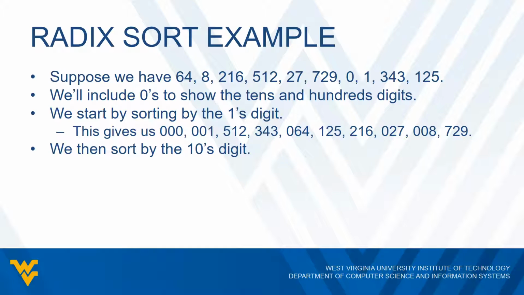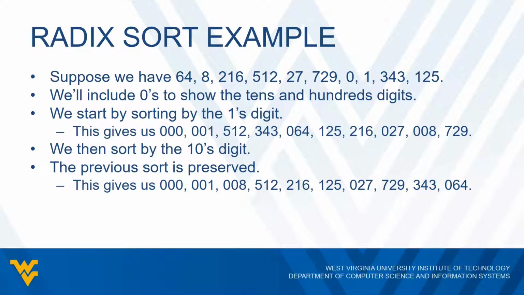The next step is that we'll sort by the tens digit. Now here's the key observation as to why this works. The previous sort is preserved. Even though we're going to sort by the tens digit, the ones digit for the respective tens digits will be sorted. So what we would get is 000, 001, 008. So notice that for those three numbers, the tens digit was 0, but the ones digits are sorted in that group.